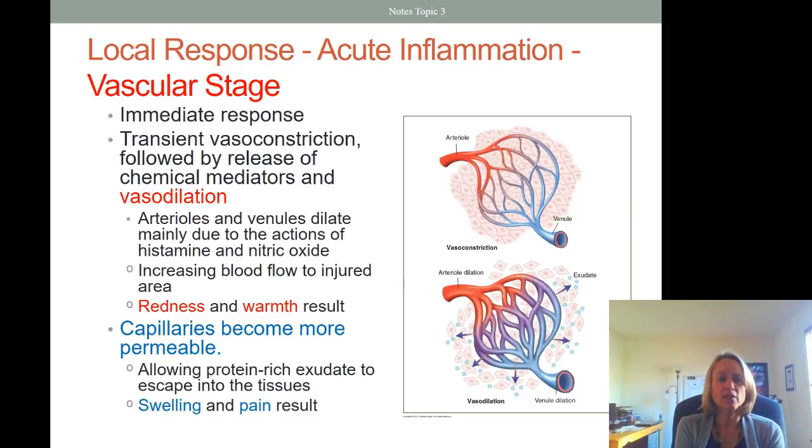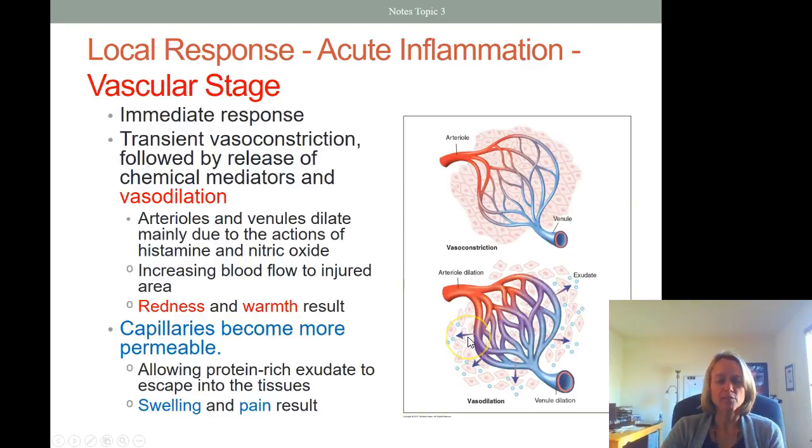So let's look at the local response to acute inflammation. We have two phases, the vascular stage and the cellular stage. The vascular stage is an immediate response. We start with a transient vasoconstriction followed by the release of chemical mediators such as histamine, which then cause vasodilation. So arterioles and venules dilate, and this is going to dramatically increase the blood flow to the injured area. This is going to result in the localized signs of redness and warmth.